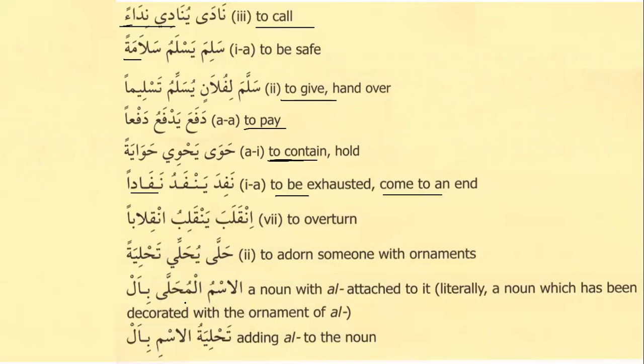Al-ismul muhalla bi-al, a noun that has attached al to it, literally a noun which has been decorated with the ornament of al. And then we have tahliyatul ismi bi-al, adding al to the noun. So tahliya, as we know, is the masdar of halla yuhalli tahliyatan. All right, alhamdulillah, we have completed our lesson.